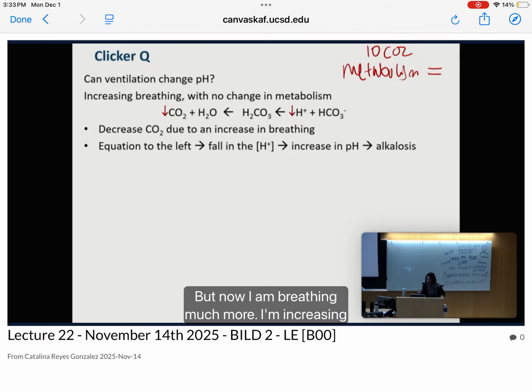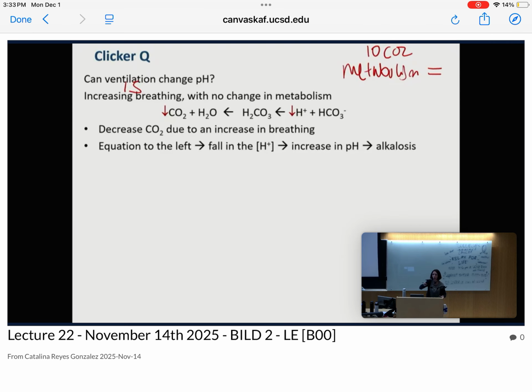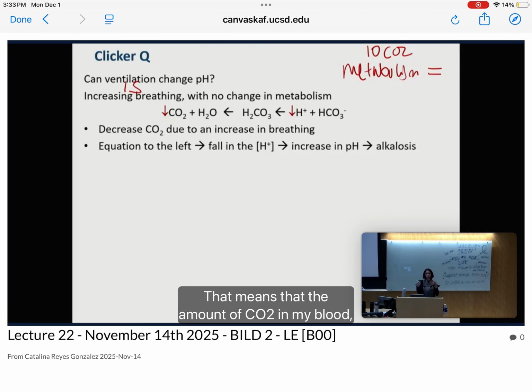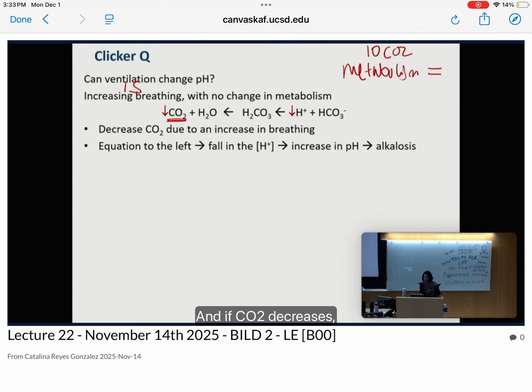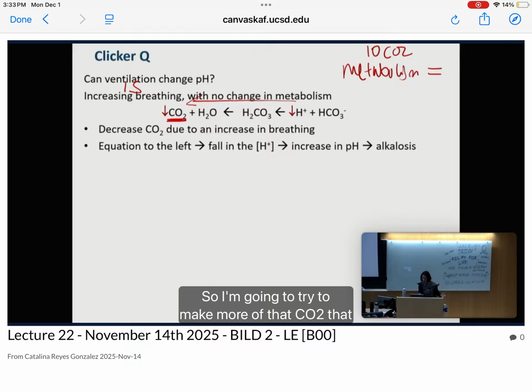But now I am breathing much more. I'm increasing my breathing, so I am exhaling 15 CO2s. That means that the amount of CO2 in my blood, that I always have some CO2 in the blood, is going to decrease, as you see right here. And if CO2 decreases, that's going to cause this equation to move towards the left, because it's the law of equilibrium, right? If I have too little of this, then I'm going to try to compensate. So I'm going to try to make more of that CO2 that I'm having less of, because I'm exhaling more.